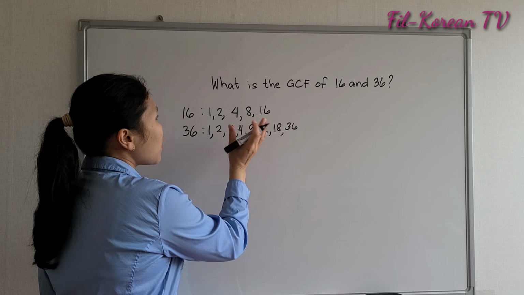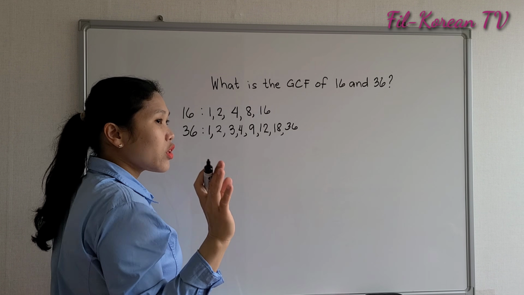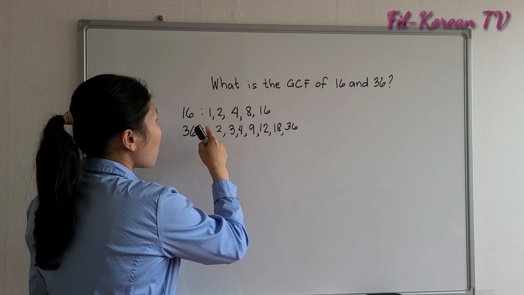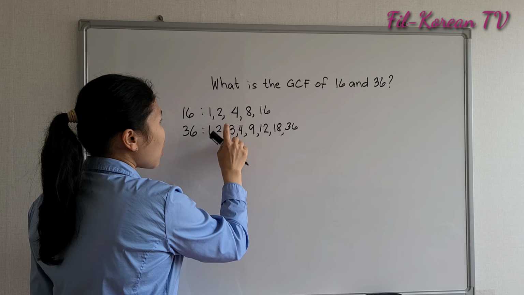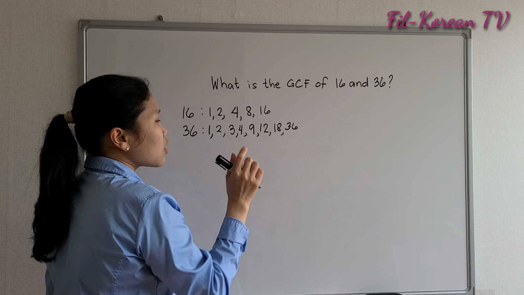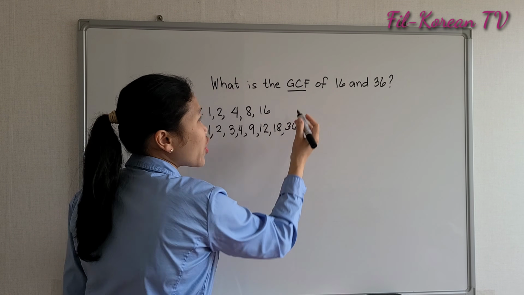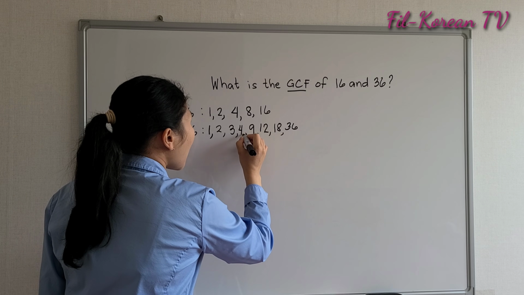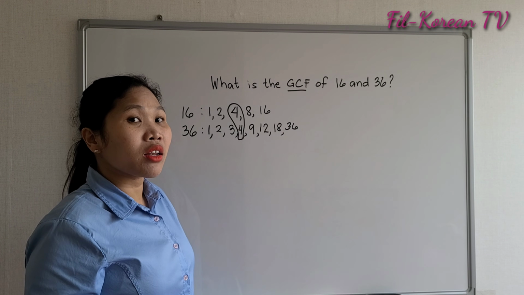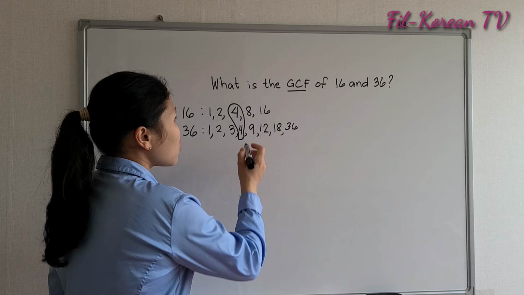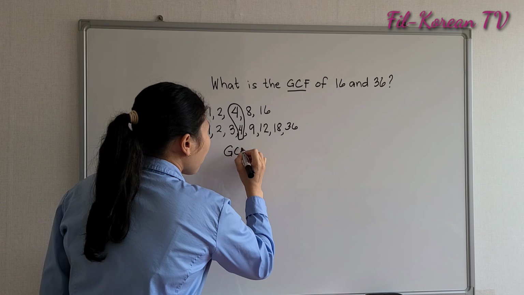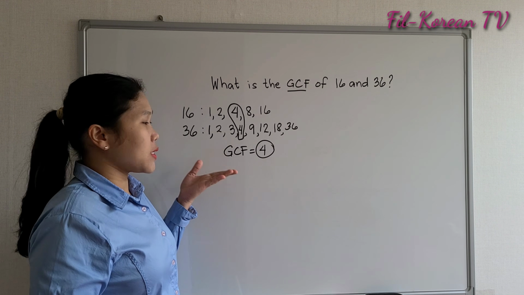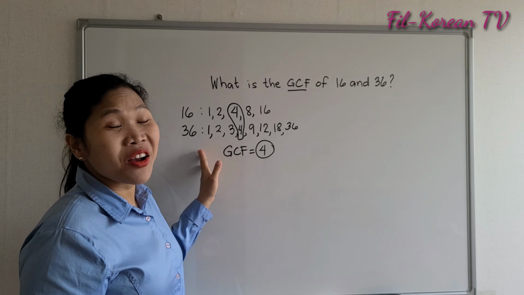Now, look at these numbers. There are three common numbers in 16 and 36. 1, 2, and 4. Since we are going to get the GCF, the greatest common factor, or the highest factor, so we will get the highest number that is common to 16 and 36. So the GCF is 4. This is the GCF of 16 and 36. This method is a listing.